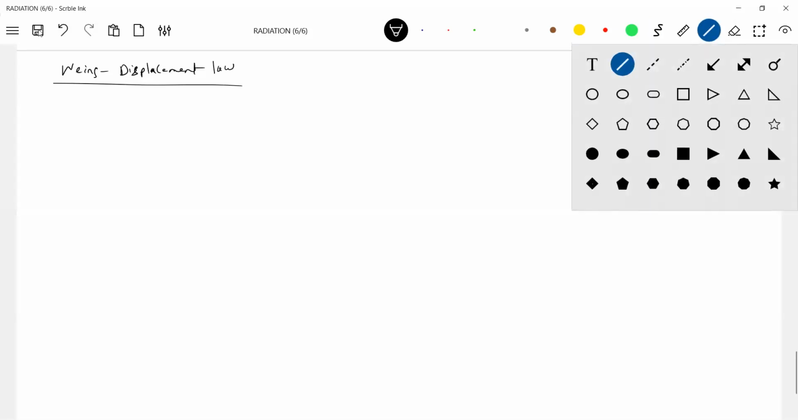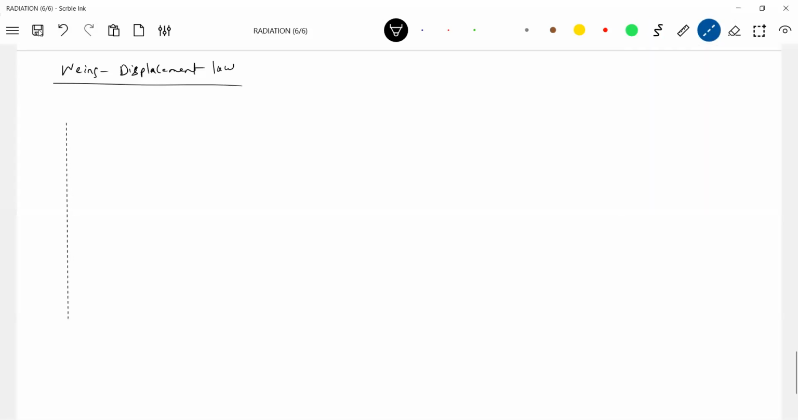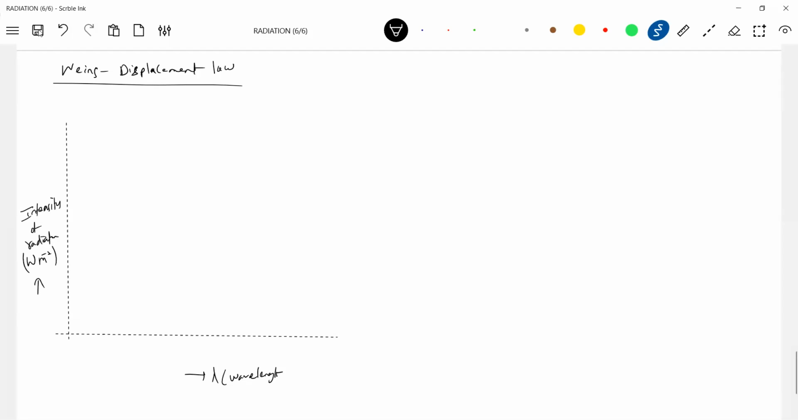I think already you have come across this in chemistry. Let's study this a bit in detail. There's a wavelength, I'll plot it, and there's an intensity, the intensity of radiation, in watt per meter square. Now, for a given body at various temperatures, I'll plot it.